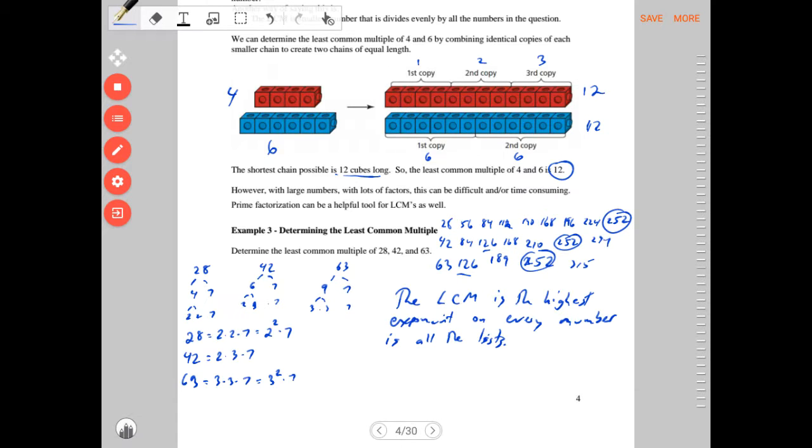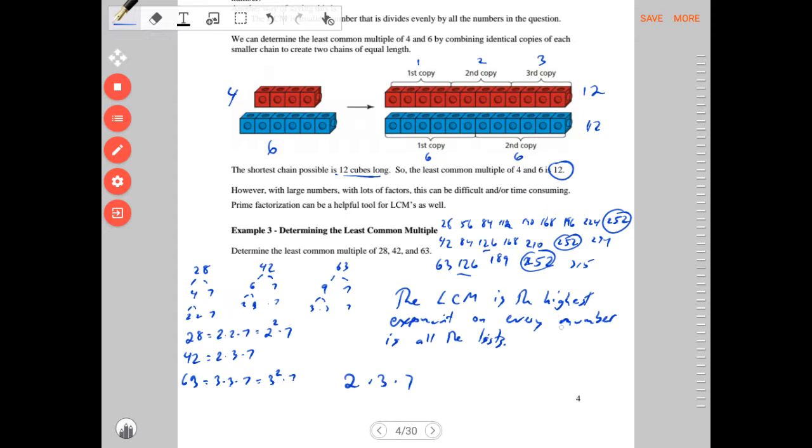So if we have a look, we've got 2, 2, 7, 2, 3, 7, 3, 3, and 7. Those are our numbers. We have a 2. We only have to write it once for now. 3 is present in the lists, and 7 is present in the lists. So those are all the numbers that are present: 2, 3, and 7.